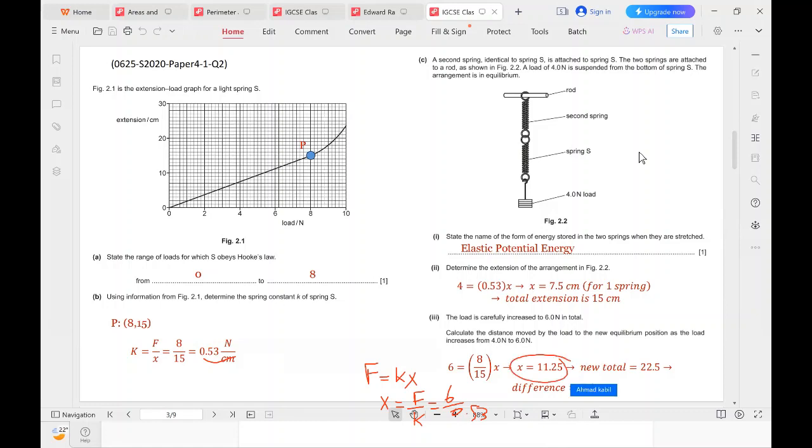Again, this only applies to one spring, so we multiply it by 2 to get the new total, 22.5. So the difference is 7.5. How did I get that difference? I subtracted the two values: 22.5 minus the old extension, which was 15, and that gave us 7.5 centimeters.